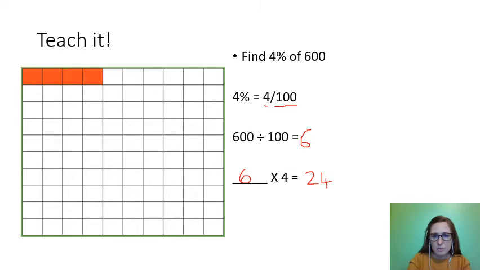So when we're finding 4%, we're actually finding 4 hundredths, and we can apply the rule, divide by 100, multiply by 4. And our answer to 4% of 600 is 24.